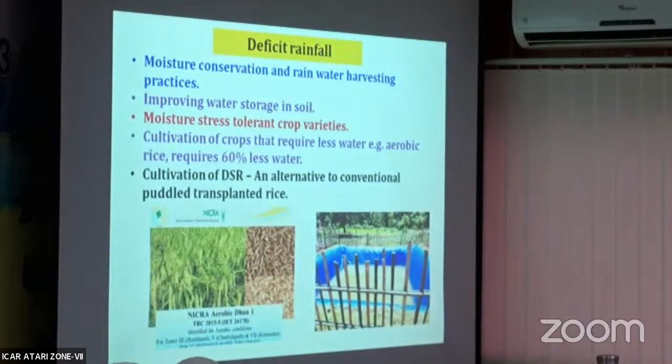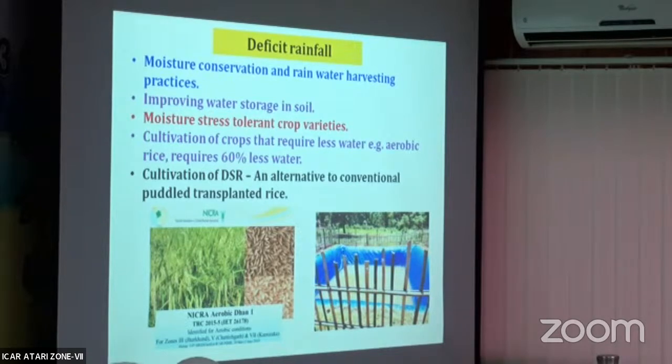Then deficit rainfall, what is the problem? Moisture conservation and rainwater harvesting practices I did not explain; everybody knows. Improve water storage in soil by increasing organic matter content and doing deep tillage. Moisture stress tolerant crop varieties, if you find them, should be encouraged, along with cultivation of crops that require less water. Rice is an important crop of the Northeast. Aerobic rice requires 30-60% less water.